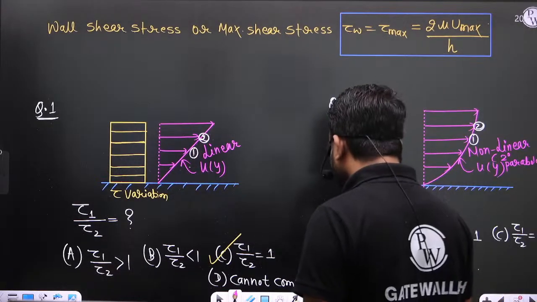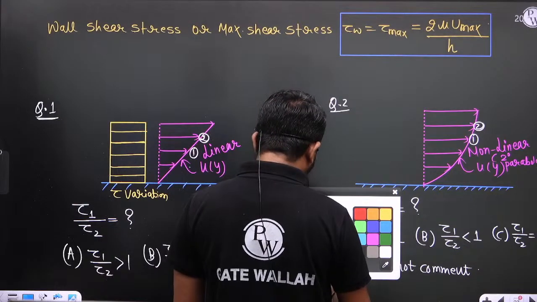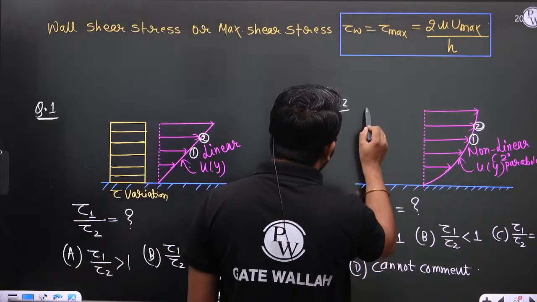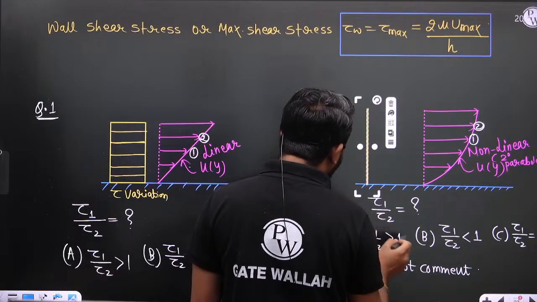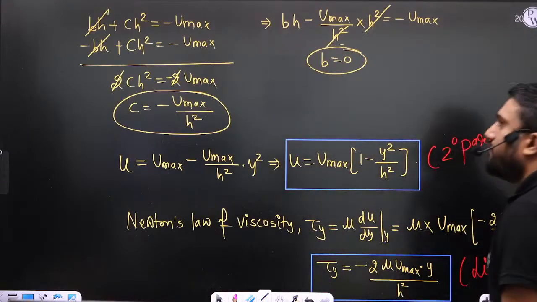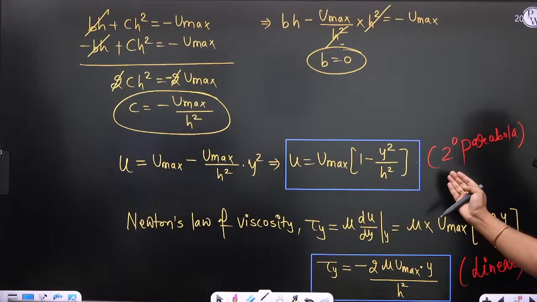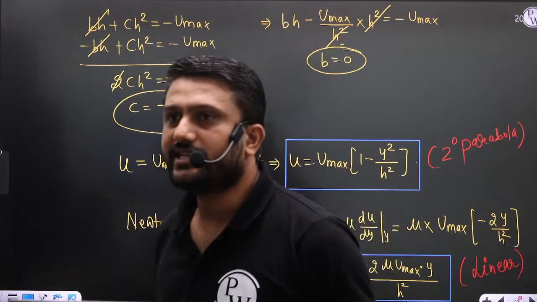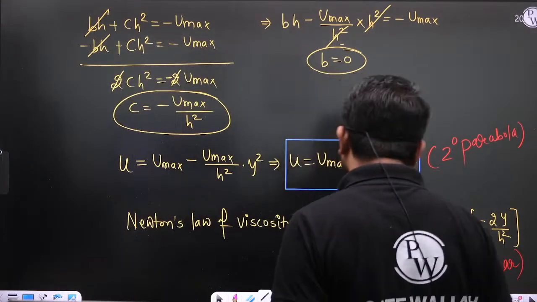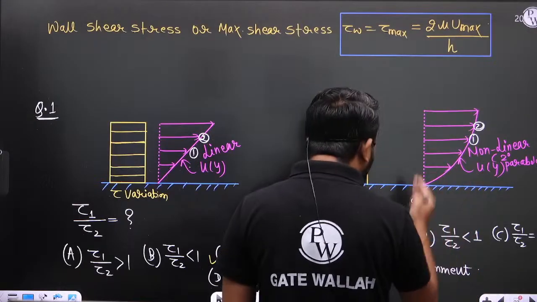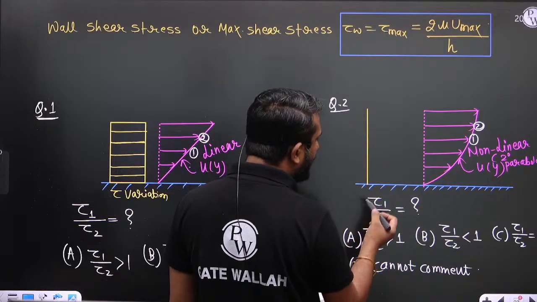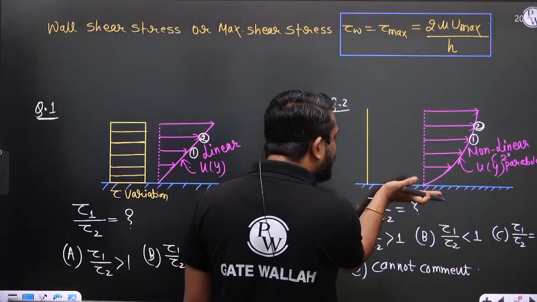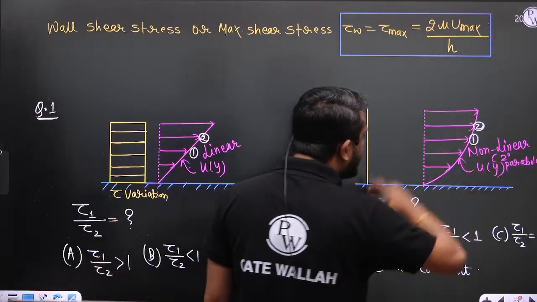So in this case, what is the shear stress variation? Can anyone tell me? Beta, if the velocity profile is a second degree parabola, then the shear stress variation is linear. And with linear shear stress variation, we also know that the layer which is near the surface experiences the maximum shear stress.